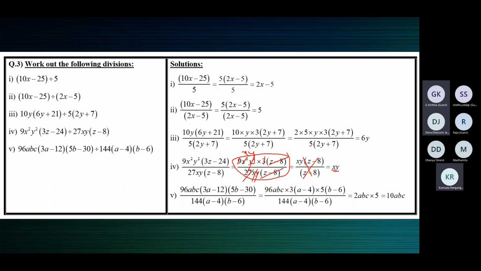The next one. Here 3 is common, so you can see 3 taken outside. Here 5 is common, you can see 5 taken outside. Denominator as it is. A minus 4 cancels. B minus 6, B minus 6.